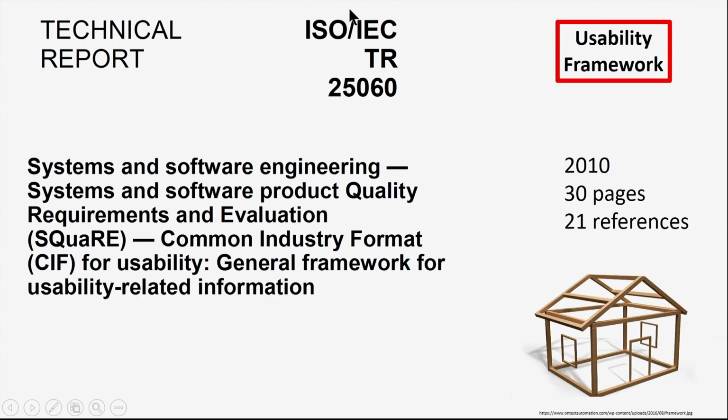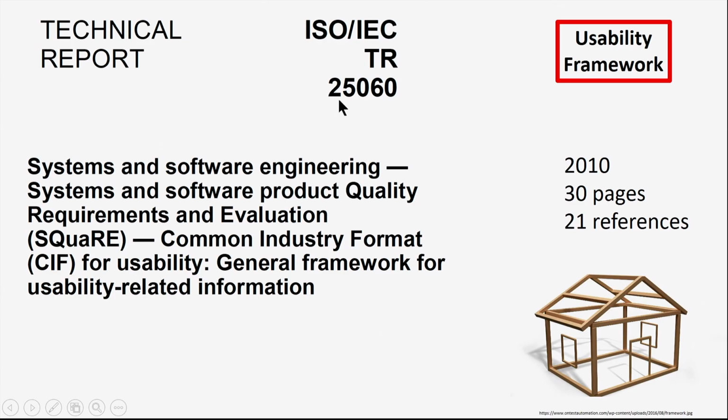So as a framework for all of this is the common industry format for usability, which is trying to give some sense of how things are to be specified for the user interface. This is not in an ISO standard, but rather in a technical report, 25060. And of course, when you look at these, the lower the number, the more it is towards a fundamental overview, and the less it's a detailed specification. So this document was completed in 2010. It's 30 pages long and has 21 references.